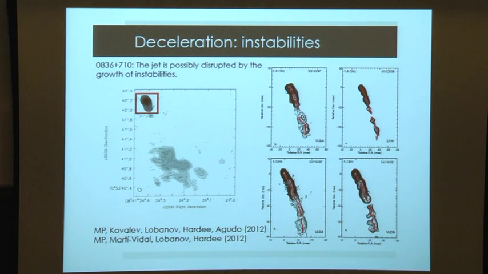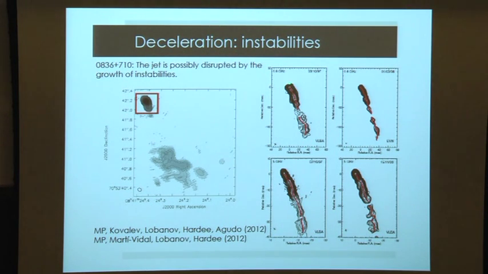I would like to finish this part on instabilities. I would like to mention that there is a possible case of a classified FR2 jet, in terms of its luminosity, that can be disrupted on kiloparsec scales. This is OA36 plus 710, which is a quasar jet. We are observing this with RadioAstron, so space VLBI, to get some information about what's going on close to the nucleus.